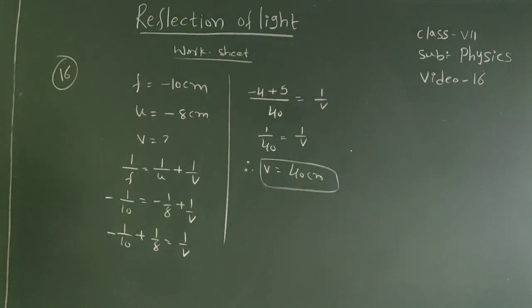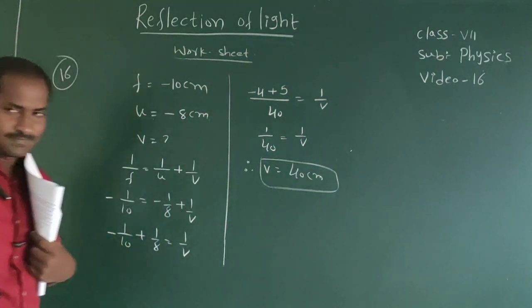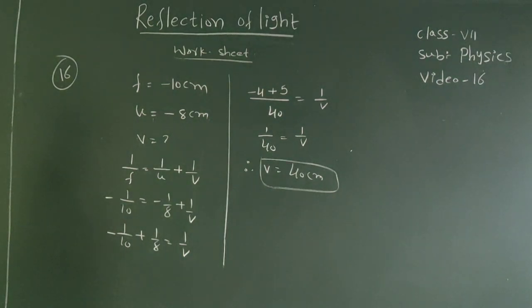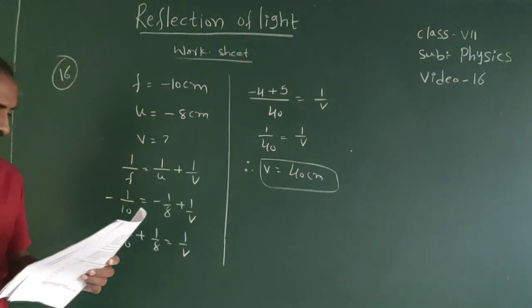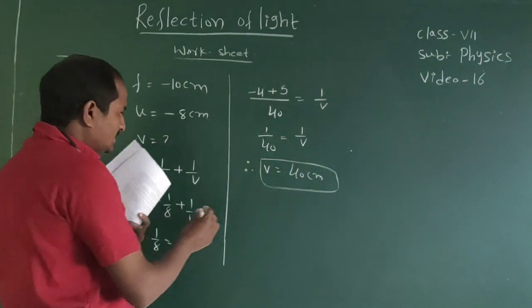The image distance is positive. The image is found behind the mirror. So it is a virtual image. If the image distance is positive for the concave mirror, the image is found behind the mirror. So it is a virtual image.